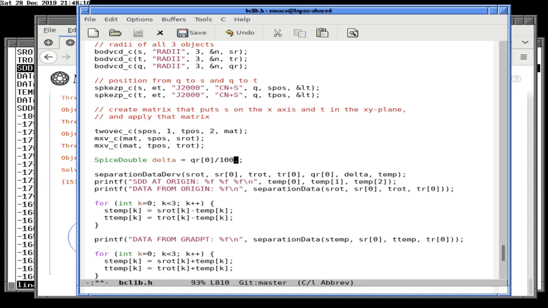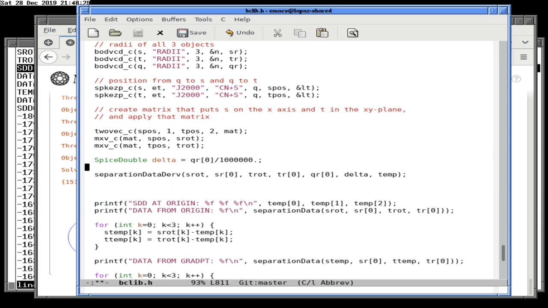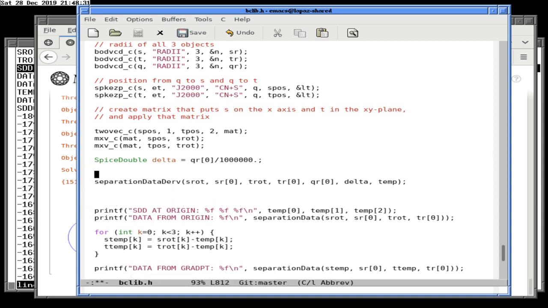I'm going to do this as 1,000,000, and I get the feeling I'm going to regret doing this very much, but we can change it. Okay, so now what we're going to do is compute the gradient at origin, which is cool.